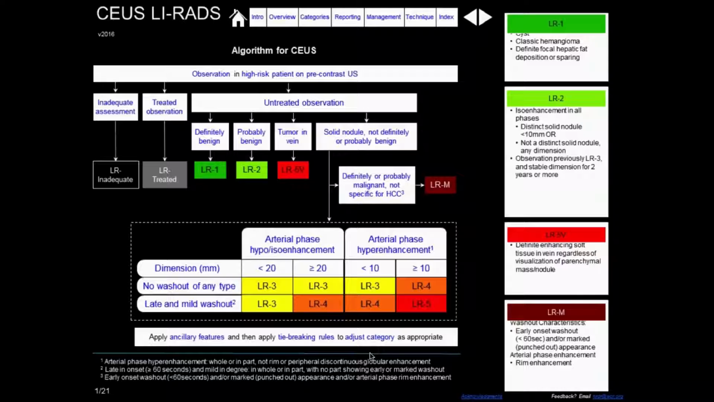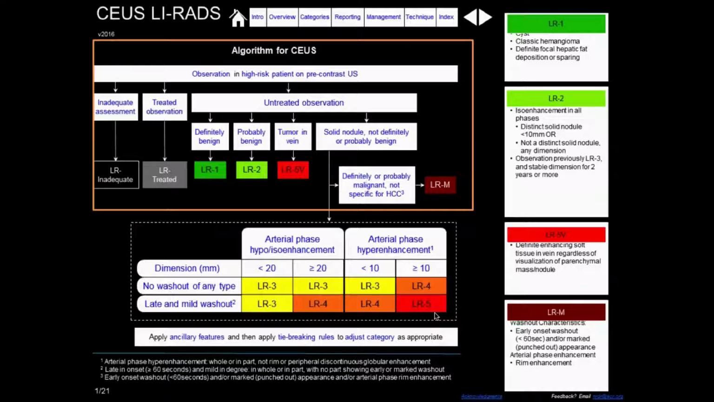So here we can see the 2016 version of CEUS LI-RADS. If we consider the left-hand side of the screen, we are looking at observations in a high-risk patient on pre-contrast ultrasound. We begin in the upper left-hand corner and proceed down to the bottom right-hand corner, where we have a small single entry for LI-RADS 5, which is hepatocellular carcinoma.